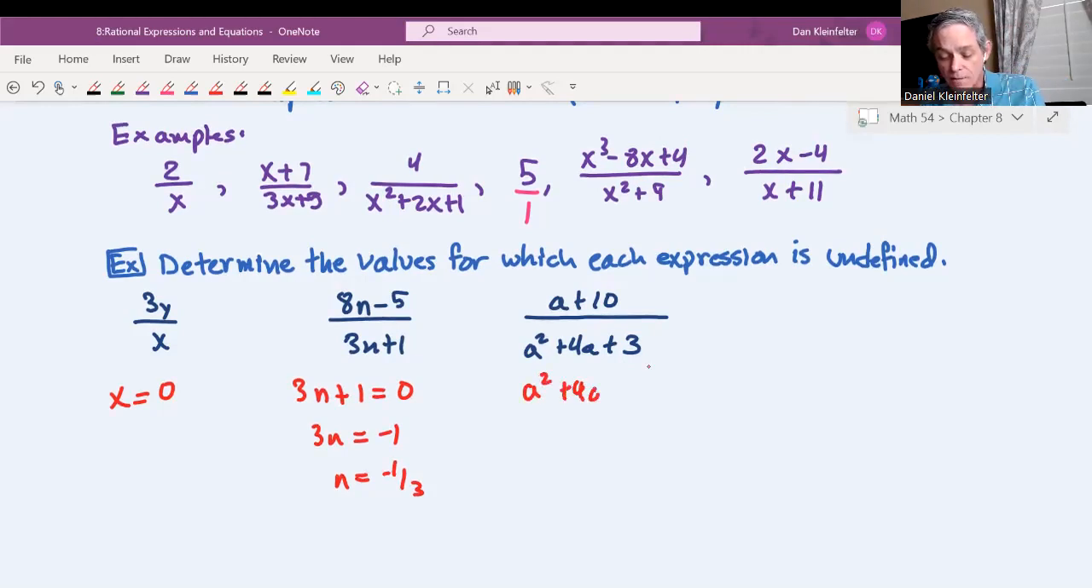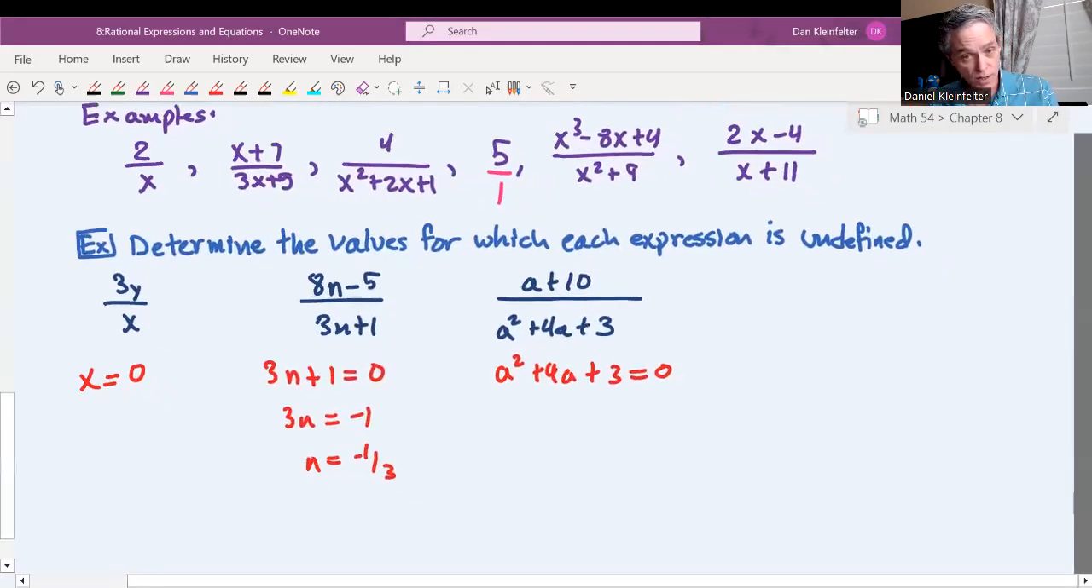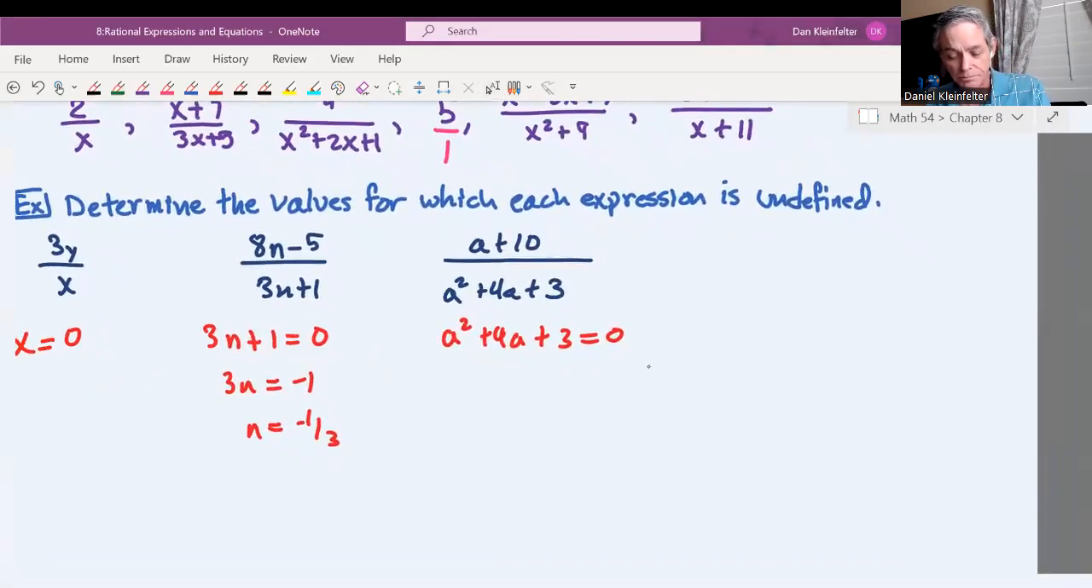For the last one, our denominator is a squared plus 4a plus 3. Once again, we'll set that equal to 0 to find out the values that will cause our expression to be undefined. And so for that one, we get to practice our factoring, which maybe has been a little while since we've done that.